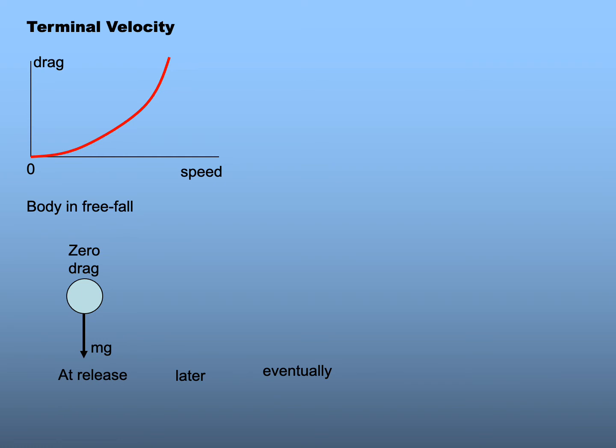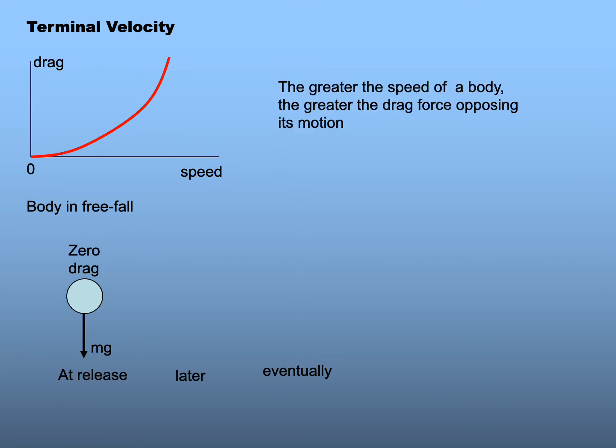So it just shows you that as the speed of the body falling gets bigger, the drag force really rises quite rapidly with speed. So what you do need to know is the greater the speed of a body, the greater the drag force from the air opposing its motion.